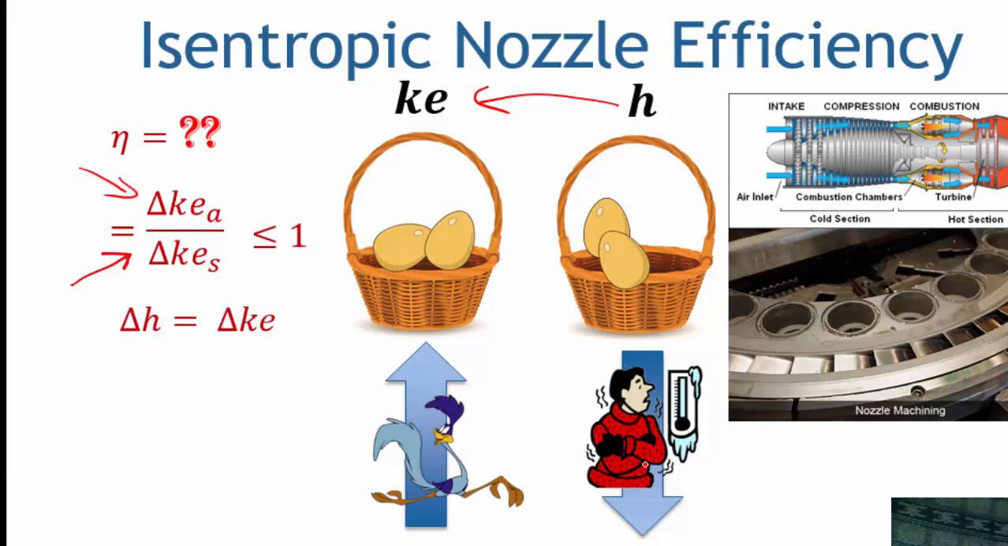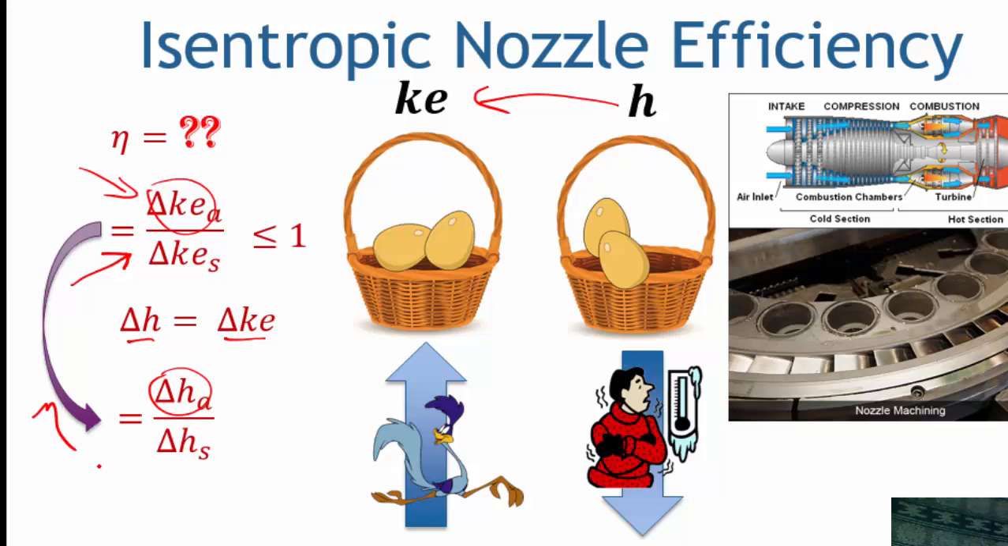Now my energy balance for a nozzle simply says that my change in enthalpy equals my change in kinetic energy. So that's just an equation describing the concept we just discussed. That means I can simply use my changes in enthalpy for my changes in kinetic energy. And now I've got an efficiency equation that looks very similar to what I had before. I've got my efficiency of my actual nozzle over that of an isentropic nozzle.